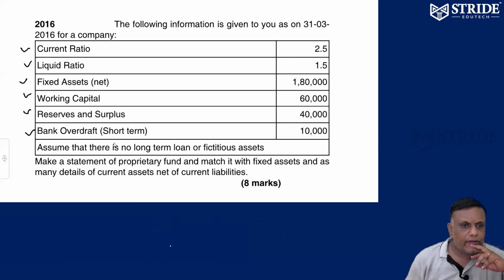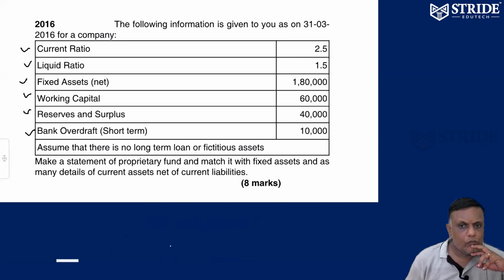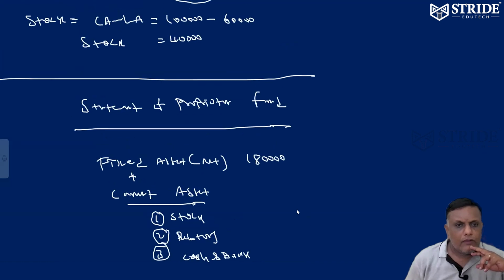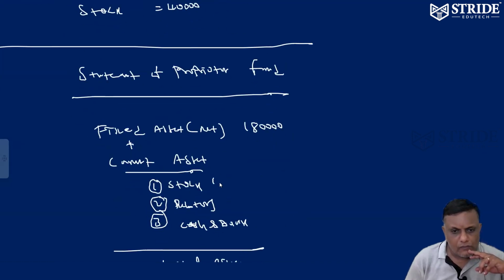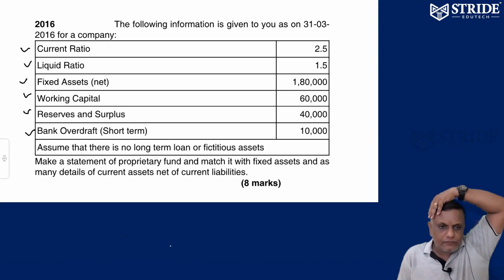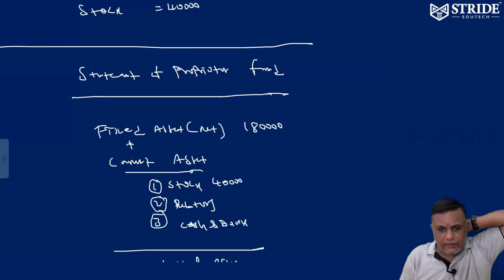Okay. What is fixed asset net? 1,80,000. Can you fix 1,80,000 here? Yes. Plus stock. What is stock here? 40,000. Stock given. Current ratio. Okay, apart from stock, is there a possibility of debtors? No, no possibility. Make it sure.